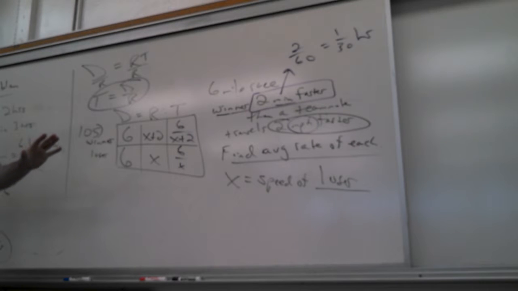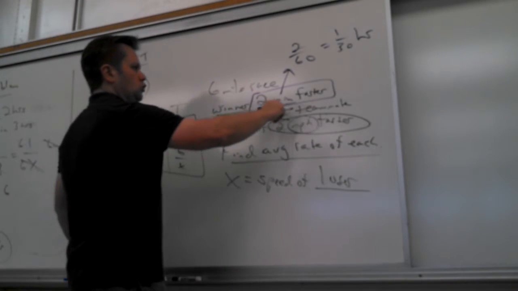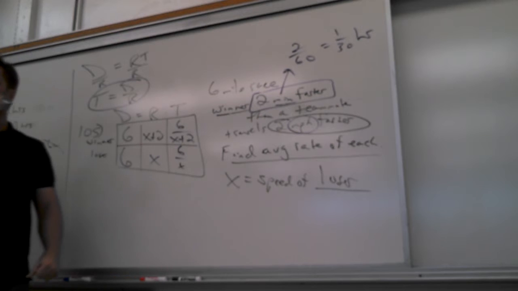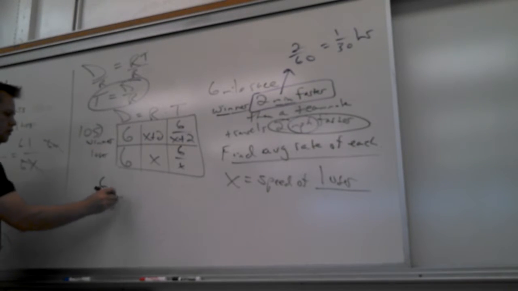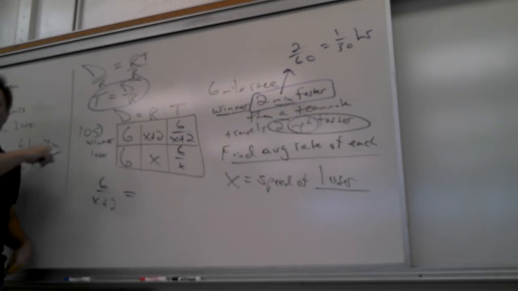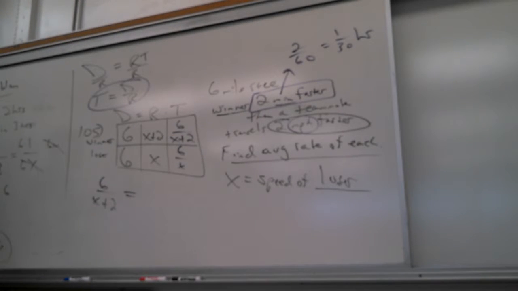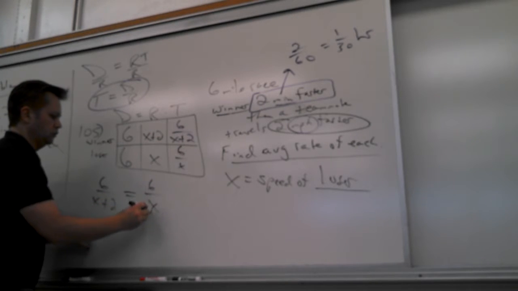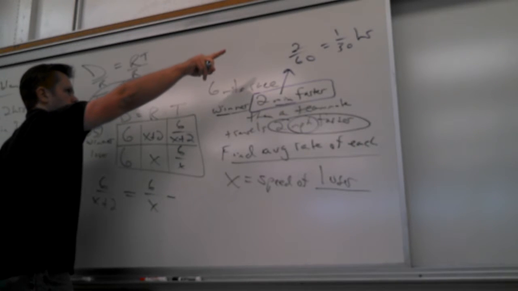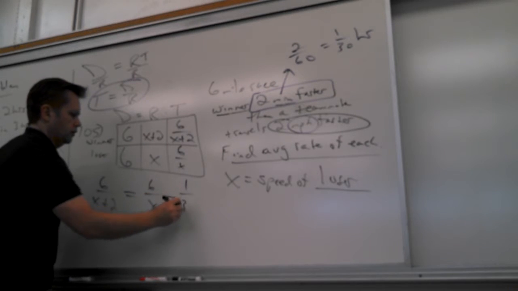So how do I set this up? The winner went 2 minutes faster than the loser. So the winner, his time was 2 minutes faster. Now, what does faster mean in this case? Am I going to add or subtract? If I'm faster, subtract. Did I take less time or more time? Less time. So the winner's time is the loser's time minus 2 minutes, which is also known as 1/30th of an hour.